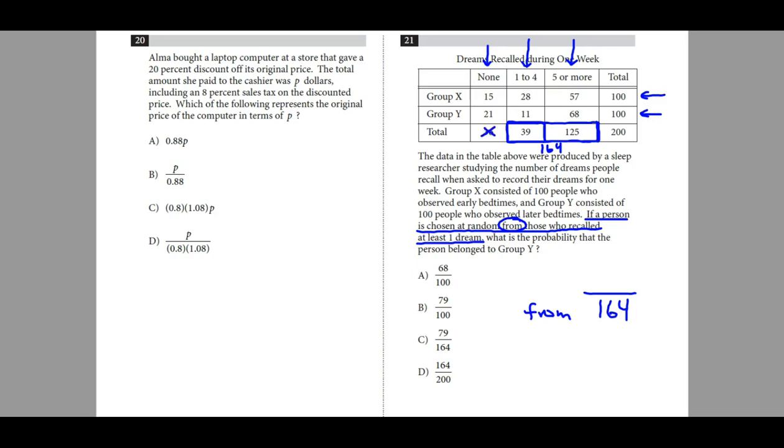So if we put all those names in a hat, what is the probability that the person belonged to group Y? So out of all these people here, who belong to group Y? Well, that would be these people right there, which comes out to be, it looks like, 79 people. So 79 out of the 164, that would be the probability or the chance. So the correct answer for this one is C.